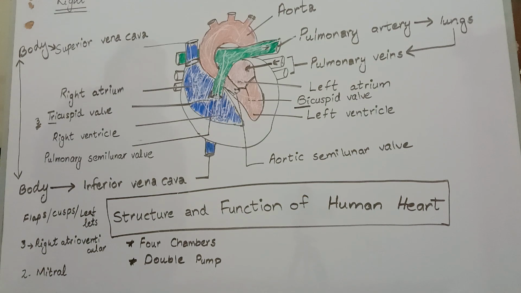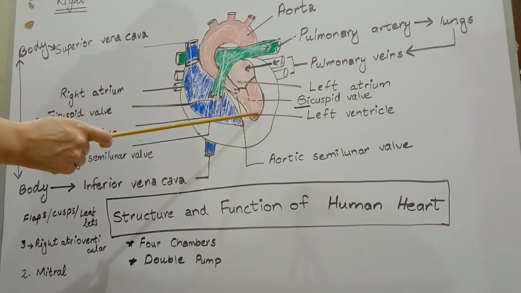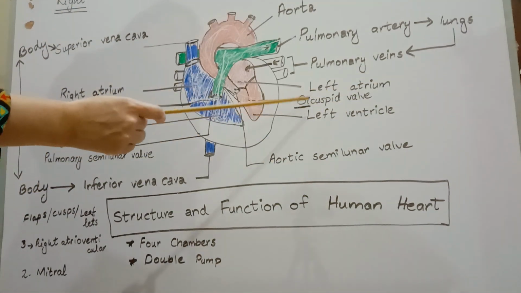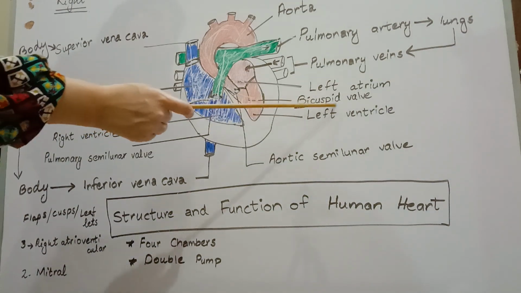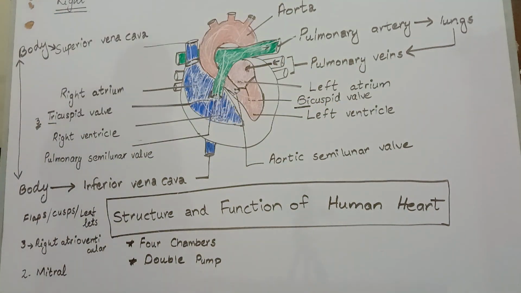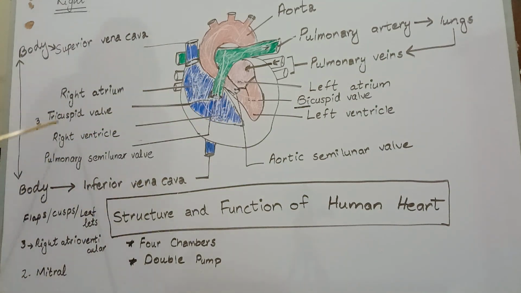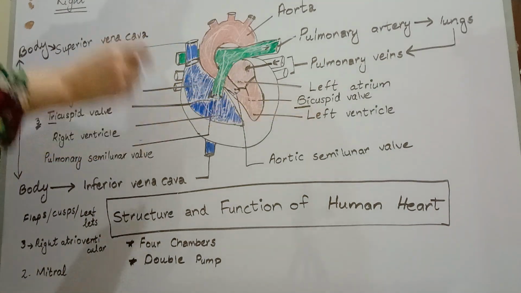Let's talk about another valve, present between the left atrium and left ventricle. It is called the bicuspid valve. Bi means two. It has two flaps, two cusps or two leaflets. That is why it is called the bicuspid valve. Another name for the bicuspid valve is the mitral valve. So the valve between the right atrium and right ventricle is the tricuspid valve, and between the left atrium and left ventricle is the bicuspid valve.